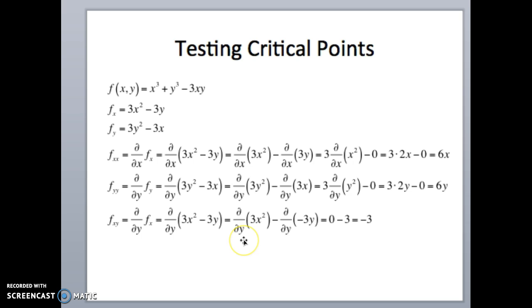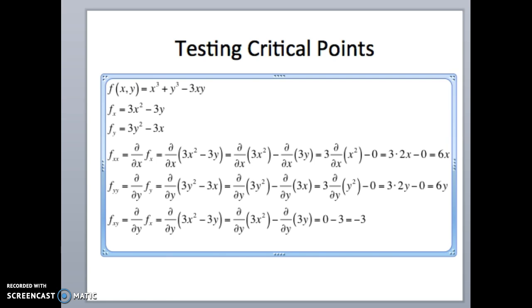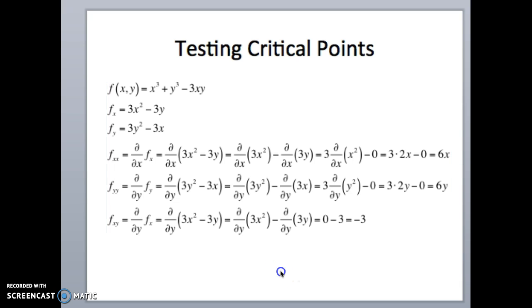Partial with respect to y of 3x squared minus partial with respect to y of 3y. This, of course, is a 0 because y perceives x as a constant. And the derivative of negative 3y with respect to y is going to be negative 3, although that was a typo, but it's fixed now. So the partial with respect to y of 3x squared is 0, minus the partial with respect to y of 3y. 0 minus 3 is negative 3. So f sub xy is negative 3.